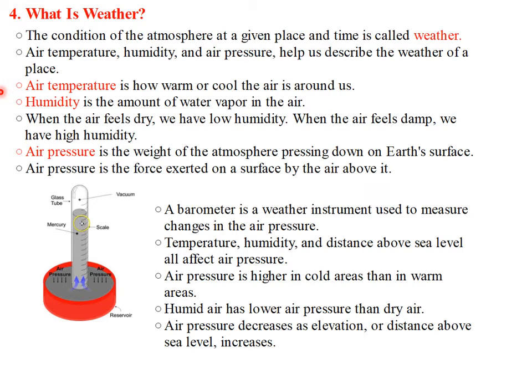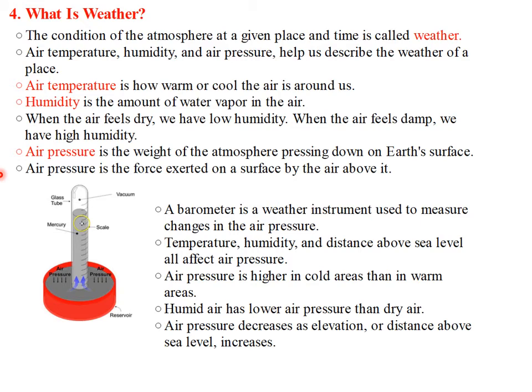Air temperature is how warm or cool the air is around us. The air temperature also affects how we dress and what we do outside. Humidity is the amount of water vapor in the air. So, when the air feels dry, we have low humidity, and when the air feels damp, we have high humidity.